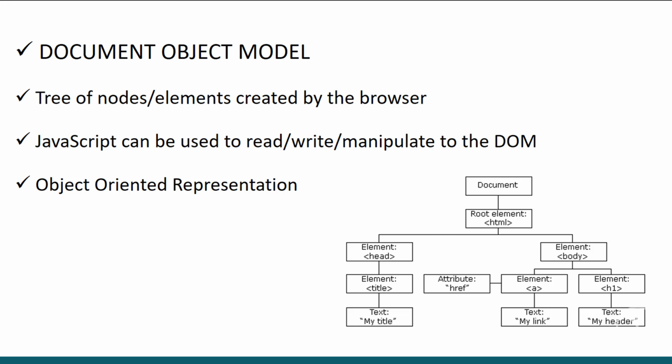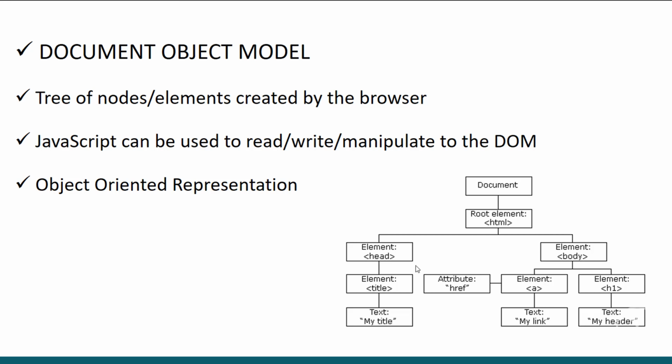All right, so before we get started, let's talk a little bit about what the DOM actually is. So it stands for Document Object Model, and it's basically a structured representation of your HTML document. Okay, it can be thought of as a tree of nodes or elements created by the browser. JavaScript can be used to manipulate the DOM and its elements. The DOM is object-oriented, meaning that each node has its own properties and methods that we can change, and we can add, we can remove things. So we can manipulate basically everything on the page using JavaScript. Okay, jQuery was used to do this for a long time, but it's becoming more and more popular to use just vanilla JavaScript for this, and that's what we'll be doing.